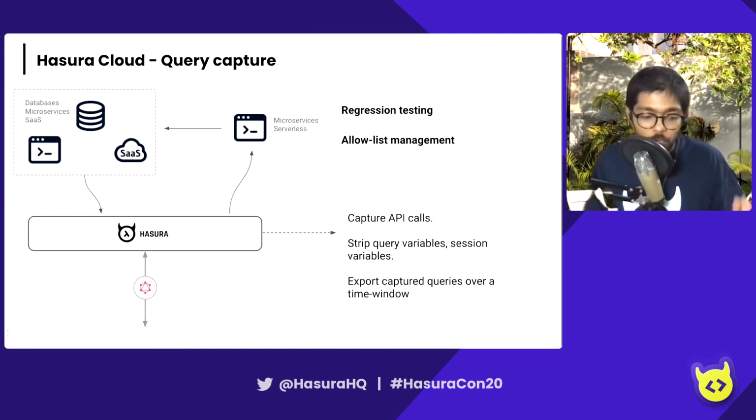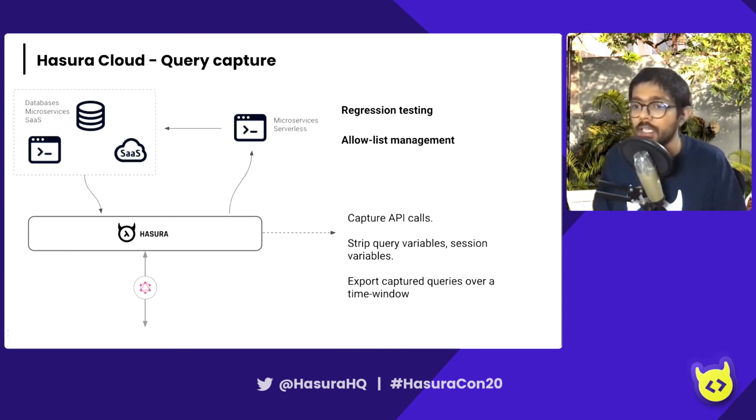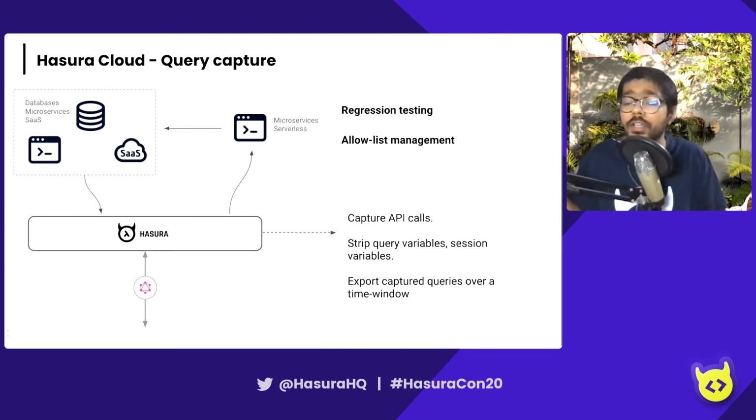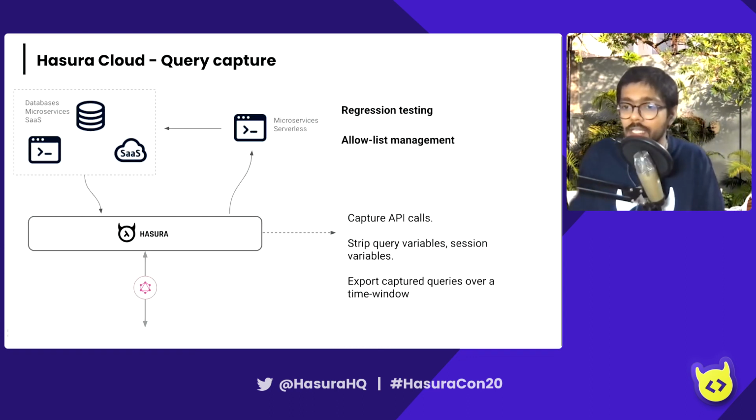The last piece that I will talk about before I end this is query capture. Hasura Cloud captures API calls. It can strip query variables and session variables, and then you can export those captured queries over a time window. These exported queries are very, very useful so that you can do regression testing with them automatically, right? You can use the Hasura console to run those tests, but you can also pull them into Postman. You can also pull them wherever else you want. And also for some use cases around making it easier to manage allow lists, where you capture queries in staging and then use them for production. But query capture is the underlying feature that makes this possible to do.